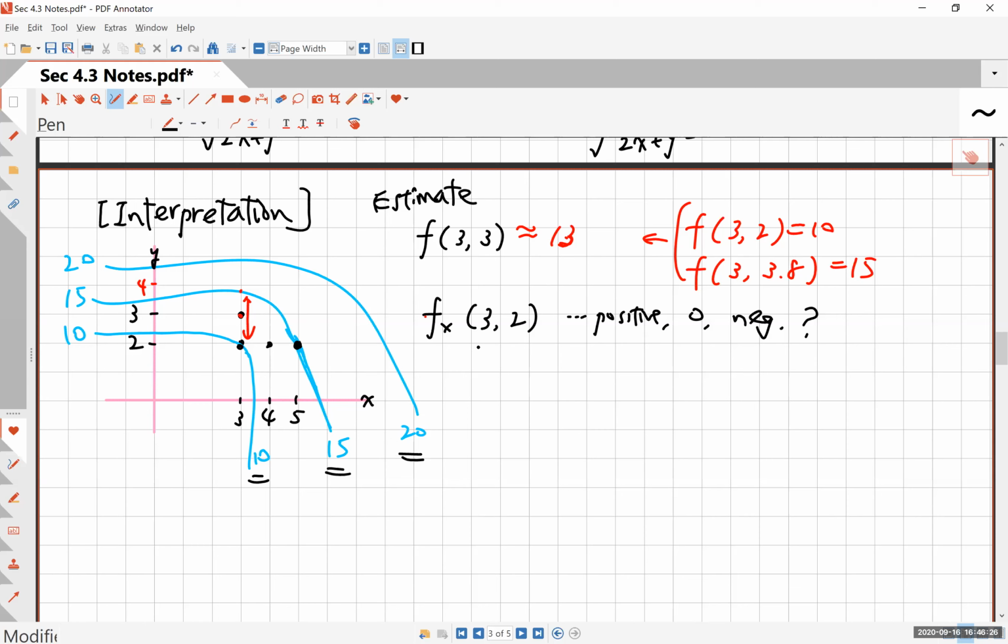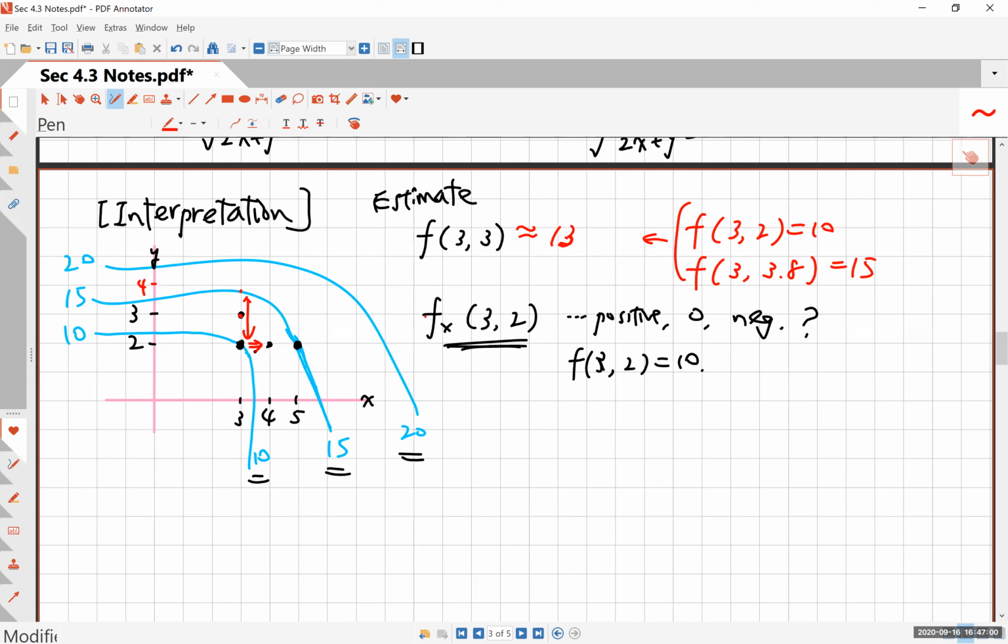So what does it mean? This is the partial derivative of f at 3, 2 with respect to x. This represents the rate of change at 3, 2 in the direction of the positive x-axis. So you're right here. We know f of 3, 2 is 10, right? That's what the first contour curve tells us. But as you go in this direction, do you think the function is increasing or decreasing?